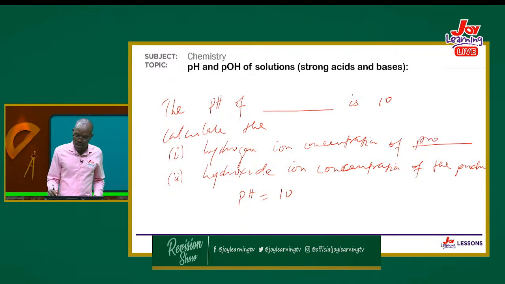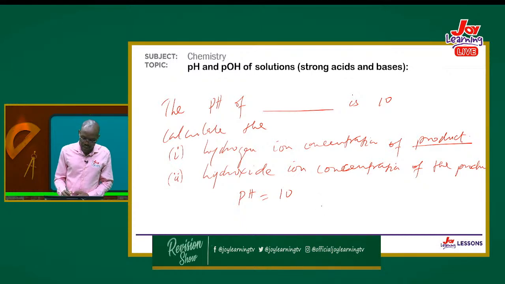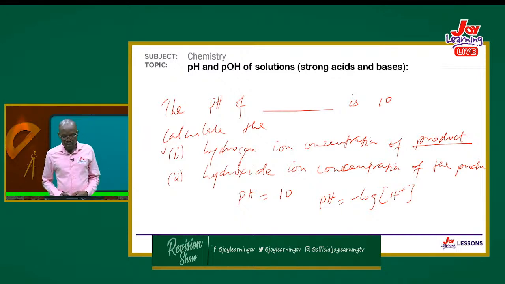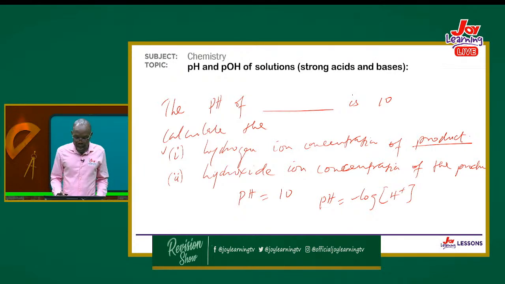So what is the name of the product? Put it there. What do I know? I know that the pH is equal to the negative log of the concentration of H plus ions. So that answers the first one. I've been given a pH, and I'm being asked to calculate the concentration of H plus ions.